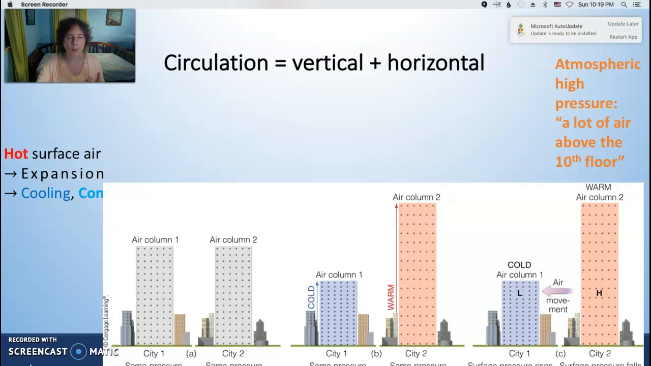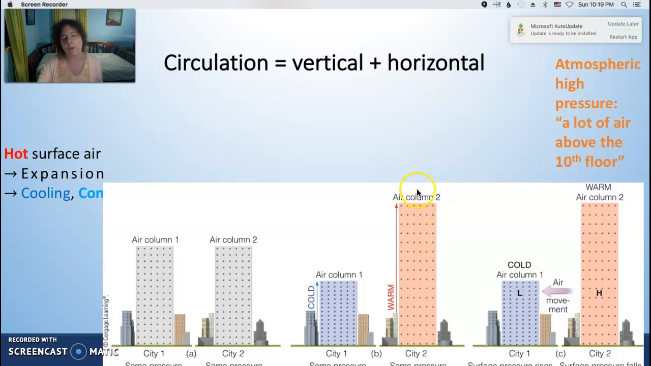And we start off with two model skyscrapers that have the same temperature, the same pressure, and the same number of molecules. So let me show them to you. They're right here, and they're identical. But we decide to warm one skyscraper and cool the other skyscraper.